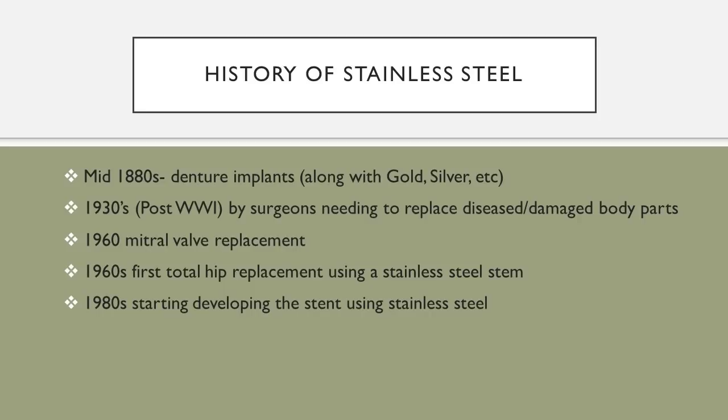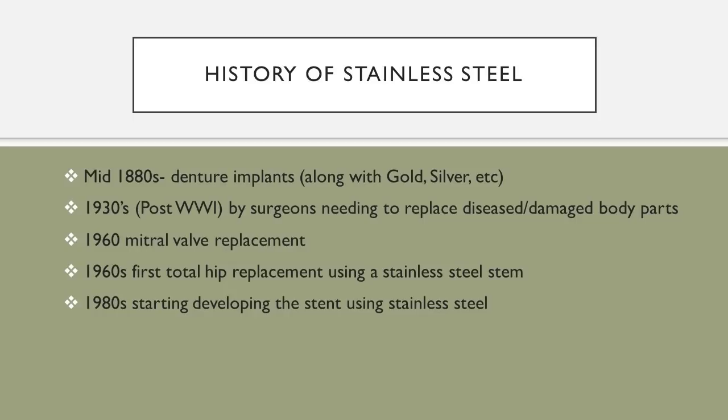So that's, in the history of biomaterials, a really easy entrance point for a lot of different materials that scientists and researchers were playing around with at the time. Once the 1930s came about, so this is post-World War I application, surgeons started getting a little bit more ambitious with the body parts that they're replacing, and stainless steel started coming in for orthopedic applications.